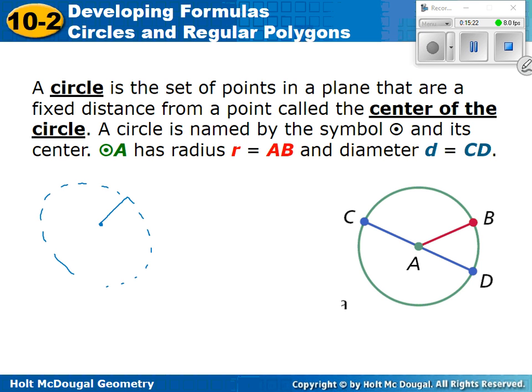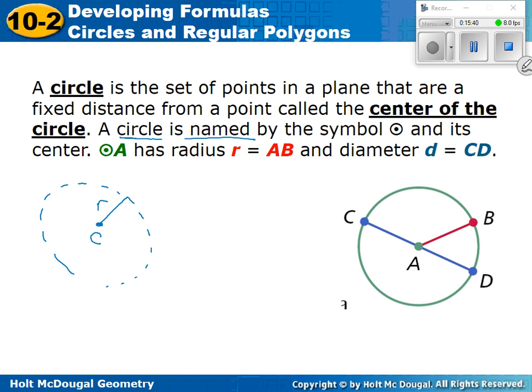But if this is my fixed distance and this is my fixed point, what is this point called? Center. What is this fixed distance? Radius. So the circle is all of these points. Okay? What we haven't talked about is how do you name a circle.